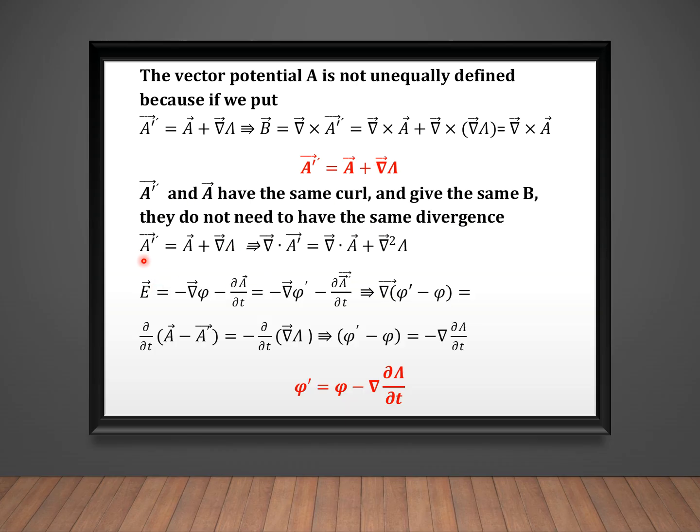Therefore, if we apply the divergence, the dot product of del, to this expression, we have this one. And the electric field E is equal to minus del phi minus dA over dt, with the same expression using the primed quantities. From these two equations we have del of phi prime minus phi equals d over dt of A minus A prime, and from here we have the expression phi prime equals phi minus d lambda over dt.